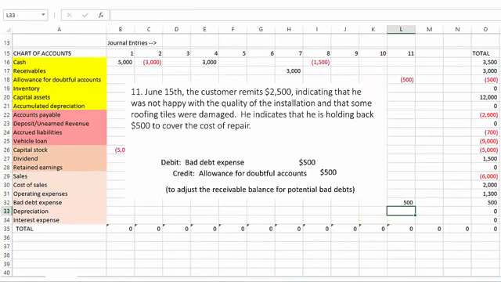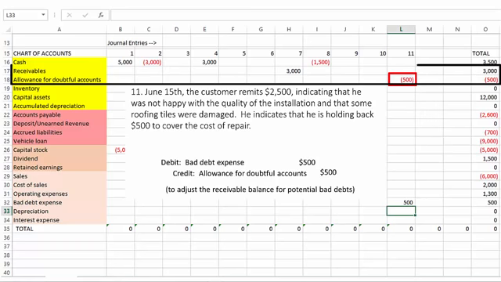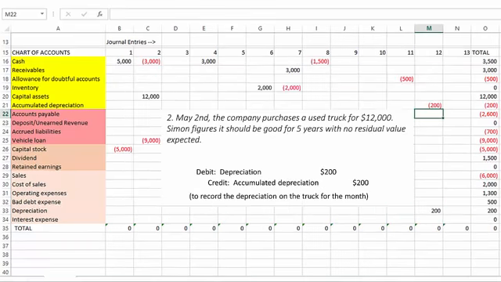Our last listed transaction was to allow for the possibility of bad debts. We debit bad debt expense for $500. I know you might be struggling with putting a positive number in an expense, but you've got to shut off that part of your brain that is associating positive numbers with positive income. It's positive only in the sense that it simply means this number is a debit. The credit goes to the allowance for doubtful accounts, which is a contra account against accounts receivable.